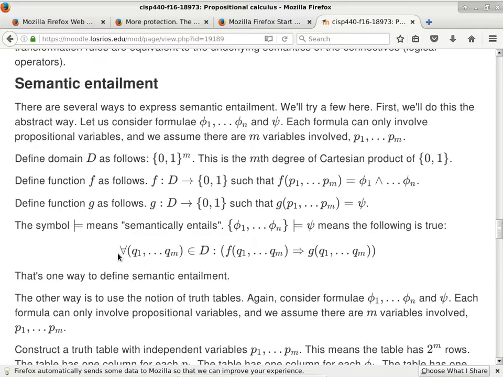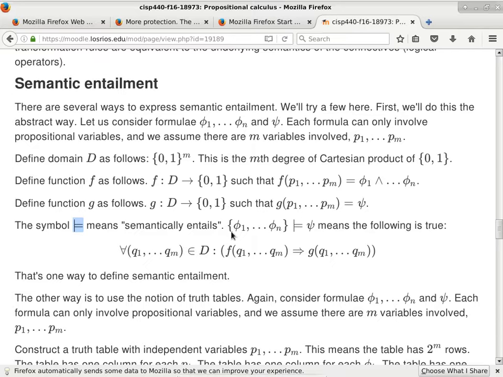Good questions. Any other questions? No other questions? All right. So now we are actually getting to the actual definition of what is semantic entailment. The symbol of semantic entailment is this one here. It looks like the one that we use in inference, but it's different, because it has 2 bars instead of 1 bar.